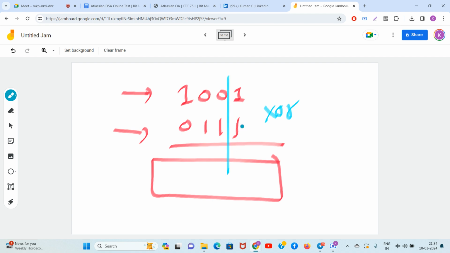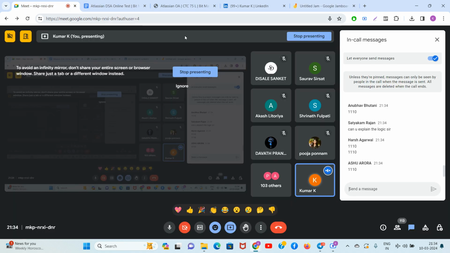See. 1 XOR 1 is 0. So write 0. 0 XOR 1 is 1. 0 XOR 1 is 1. 1 XOR 0 is what? 1. It should be 1110, right guys? Clear to you people? Clear?